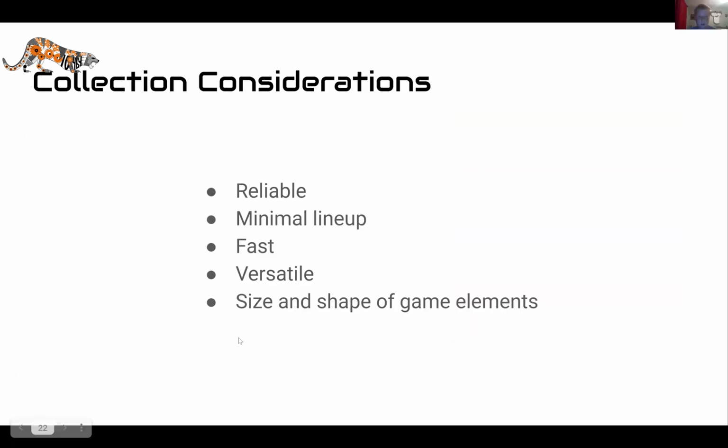Some collection considerations are the reliability of the mechanism, since you don't want something that is not very reliable. Minimal lineup: you don't want to take your time lining up your robot to intake your elements. You want it to be very fast and versatile, and you want to consider the size and shape of the game elements.